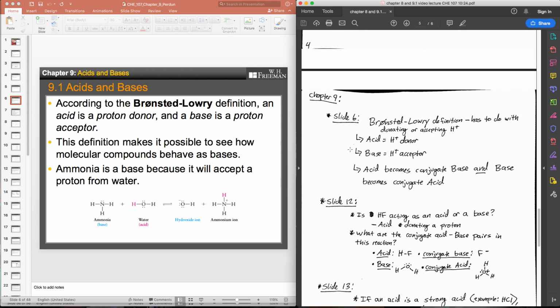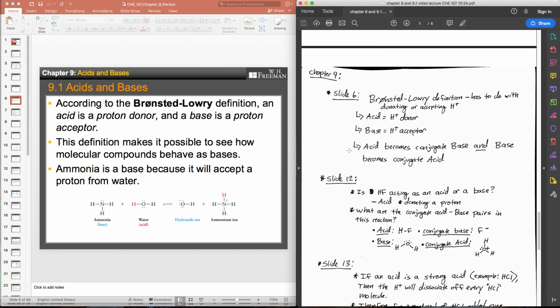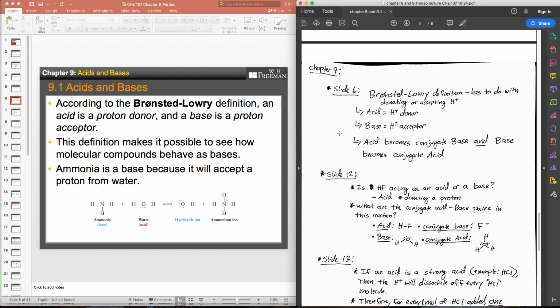So another definition that we have is called the Bronsted-Lowry definition. This has to do with donating or accepting hydrogen ions. So in this one, we're not talking about hydroxide ions, we're only talking about hydrogen ions. And so therefore, an acid is a hydrogen ion donor, and a base is a hydrogen ion acceptor. Acids become conjugate bases, and a base becomes a conjugate acid, okay? And so that's when we're talking about the Bronsted-Lowry definition of acids and bases, all right?